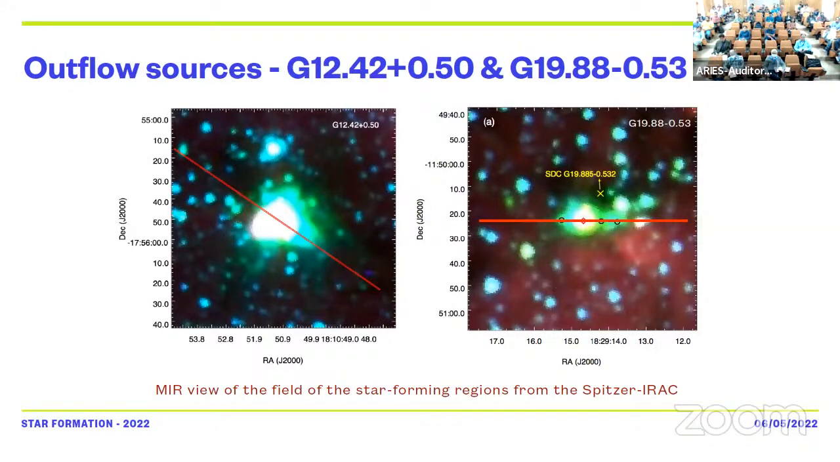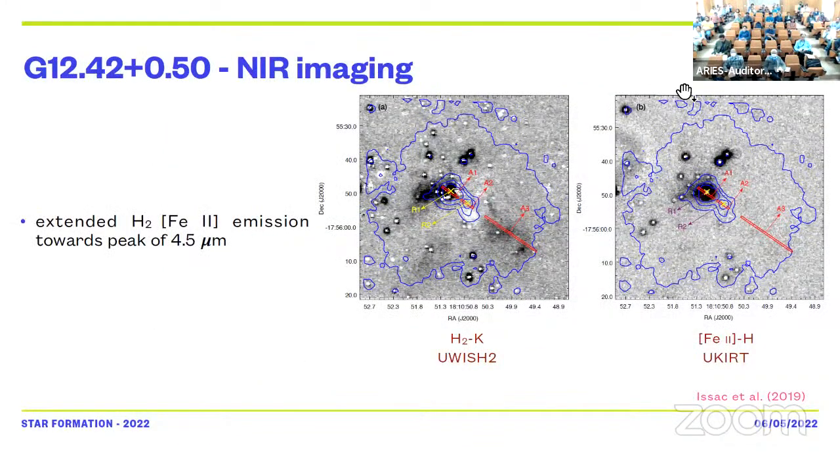So these are the two sources, and this is the mid-infrared view of both sources from the GLIMPSE survey using Spitzer. The red lines on both images are the proposed jet directions. This is the continuum subtracted H2 image from the UKIRT survey, and this is the continuum subtracted Fe II image from UKIRT observations. The blue contours correspond to the 4.5 micron emission from the Spitzer IRAC band. As can be seen from both images, both H2 and Fe II show extended emission towards the peak of the 4.5 micron emission.